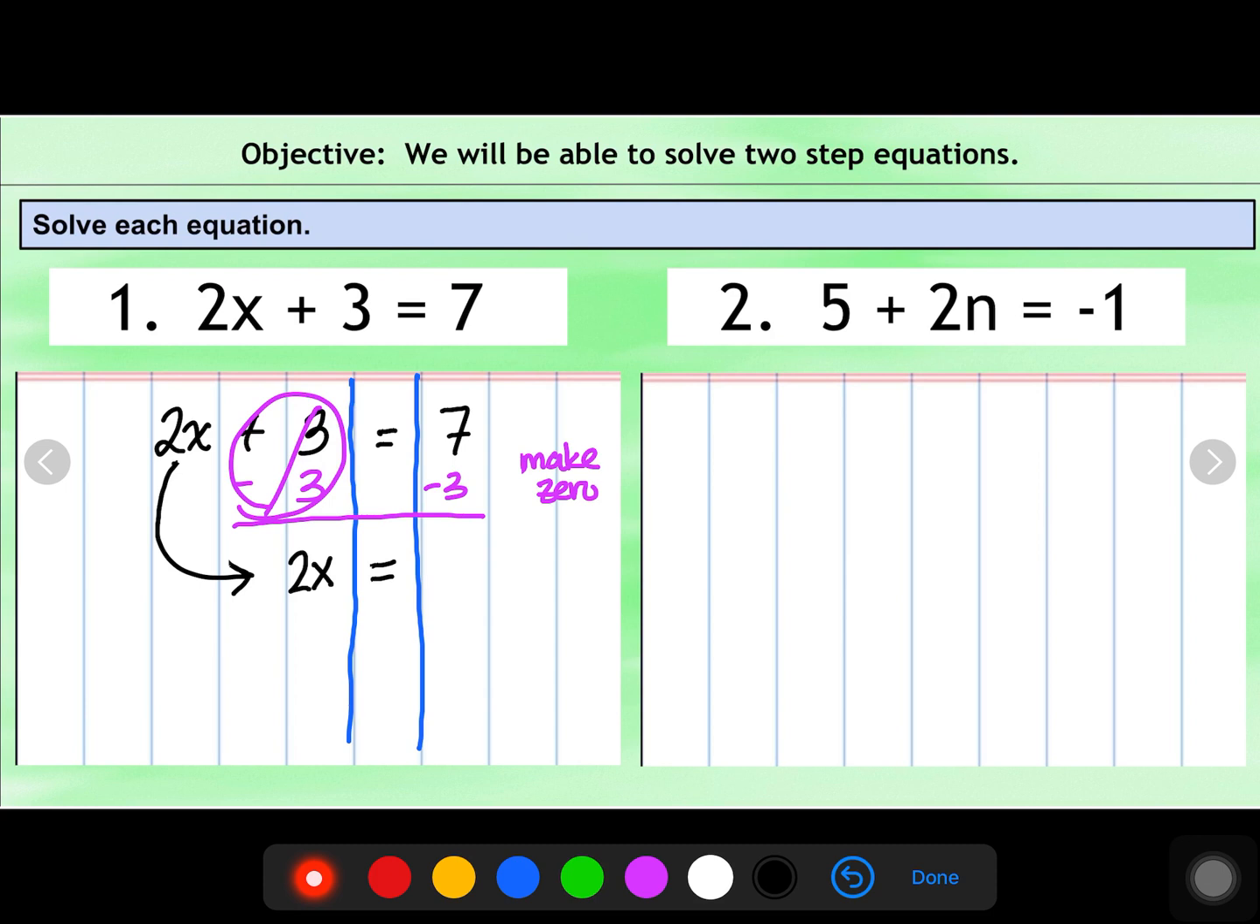So I've got 2x. The equal sign comes down in the same column. And then I've got 7 minus 3, which is 4. Okay, so that's step 1. And then step 2 is to make 1. So we're going to undo this multiplication. If I have 2 and I want a 1 in front of it, we're going to divide by 2. Divide both sides by 2. Those cancel out and make a 1. And I'm left with x equal to 4 divided by 2, which is 2.